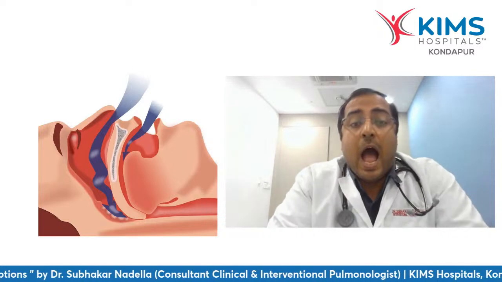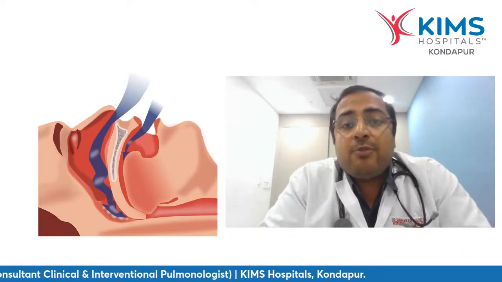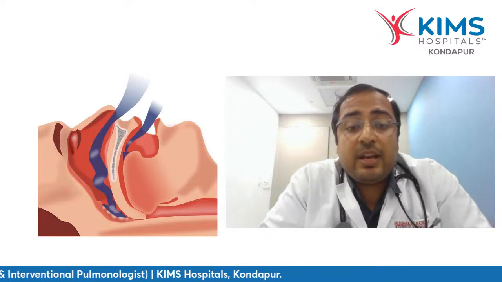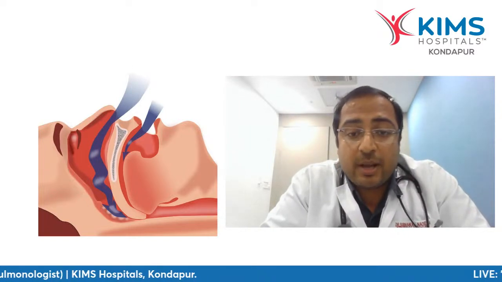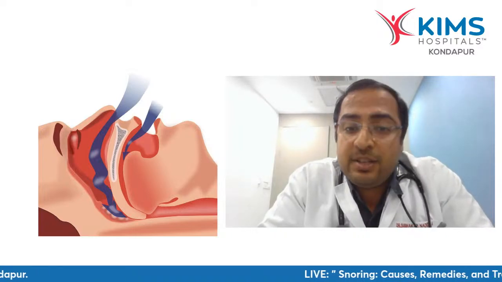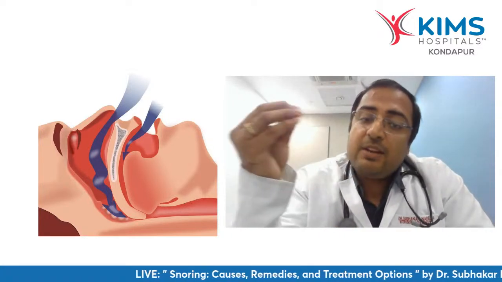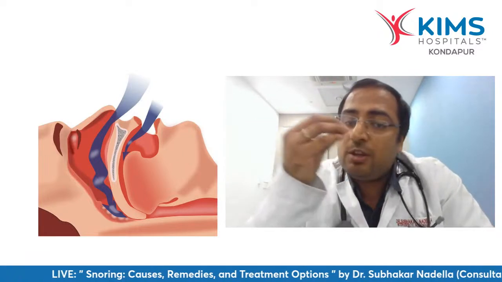So after the sleep study, if we come to know that we have some problem or we have an OSA, especially obstructive sleep apnea, then what next to be done? Then we'll be doing a titration study. That is, we'll put you on CPAP, through which some pressure will be given to you.